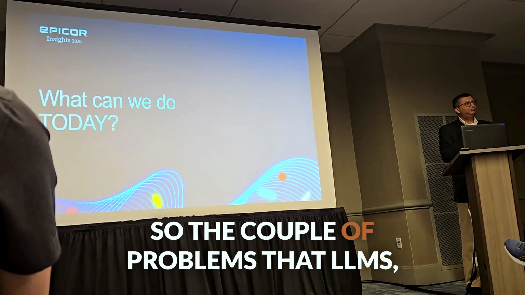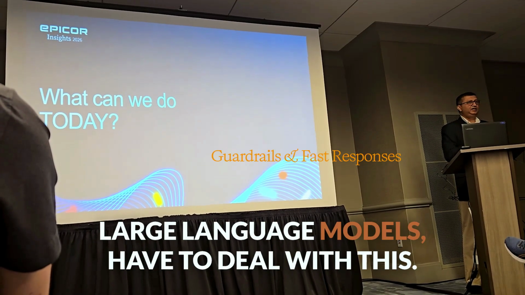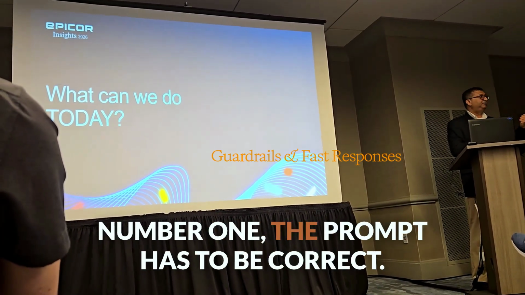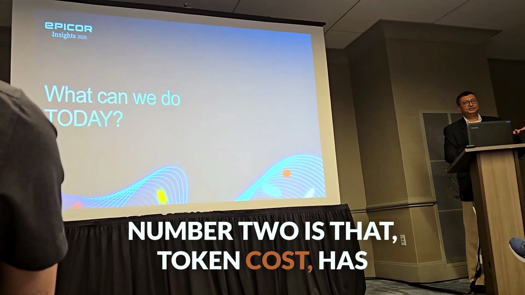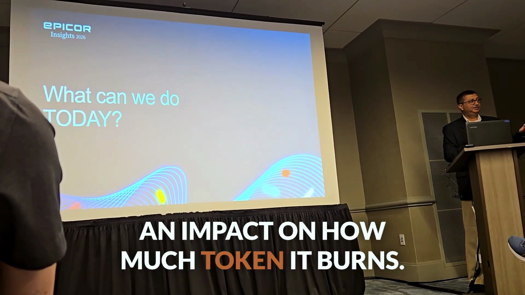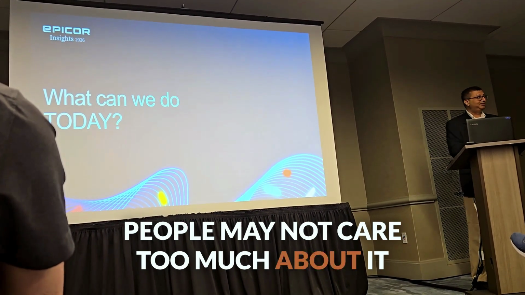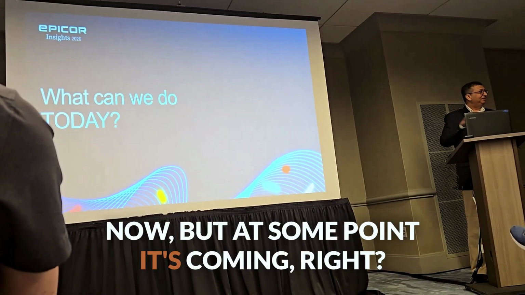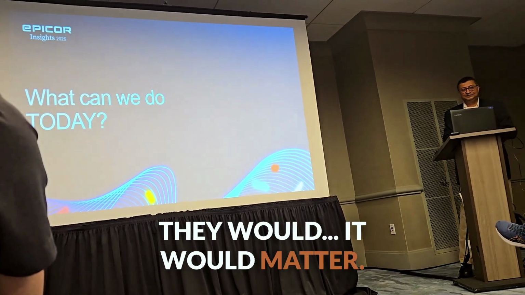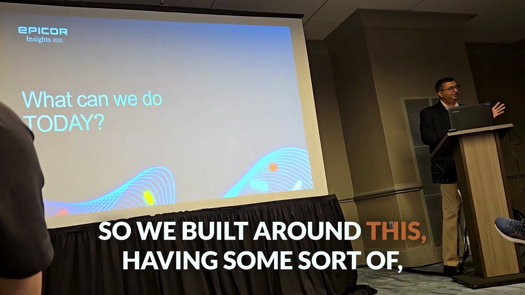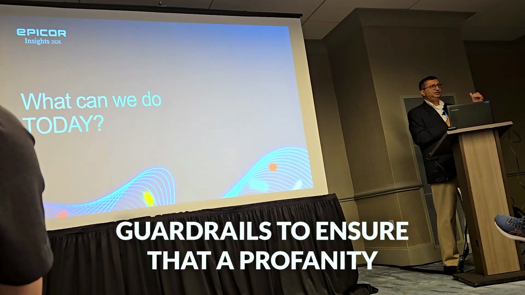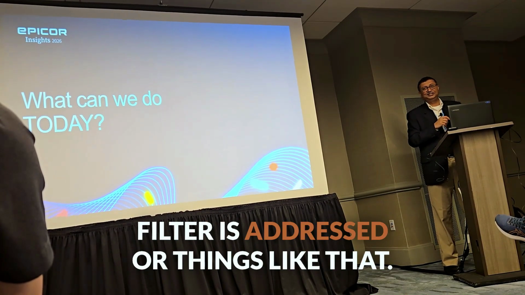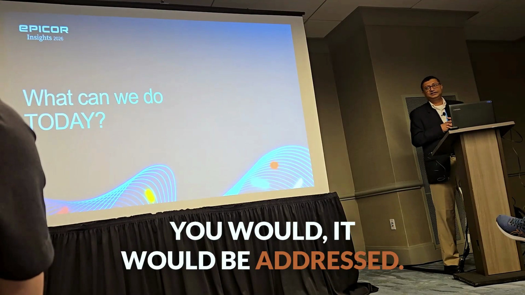There are a couple of problems that large language models have to deal with. Number one, the prompt has to be correct. Number two, tokens have an impact on cost. People may not care too much about it now, but that will matter. So we built around this, having some sort of guardrails to make sure that profanity and things like that are addressed.